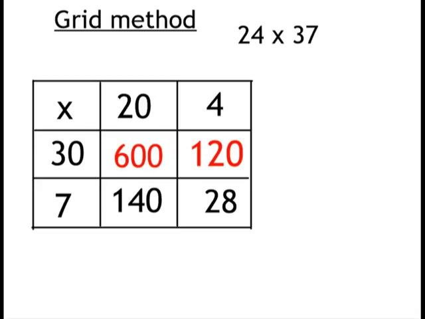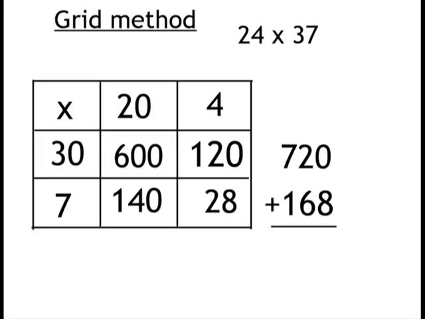Next, I need to add up my rows. This row represents 30 lots of 24. So I've got 600 plus 120 is 720. And this row represents 7 times 24. So I've got 140 plus 28 is 168.